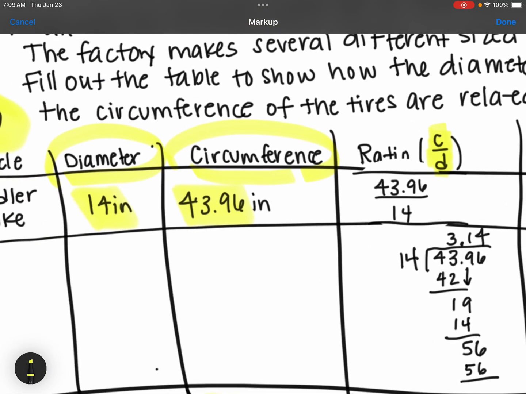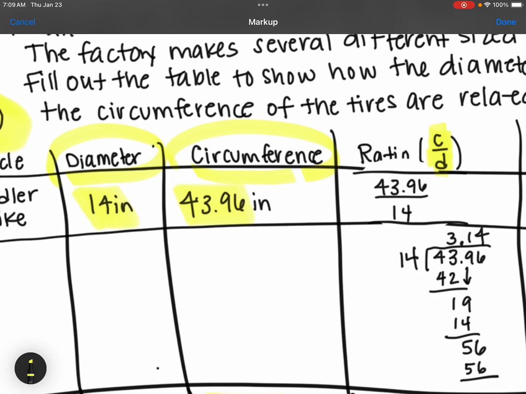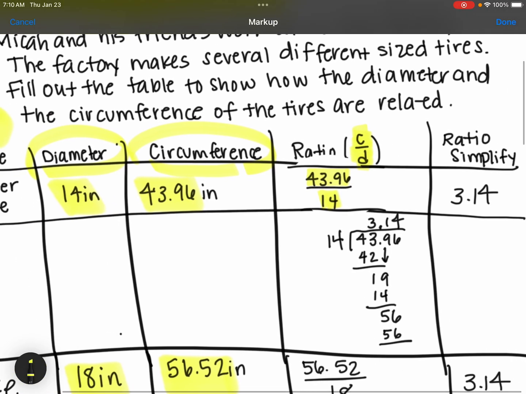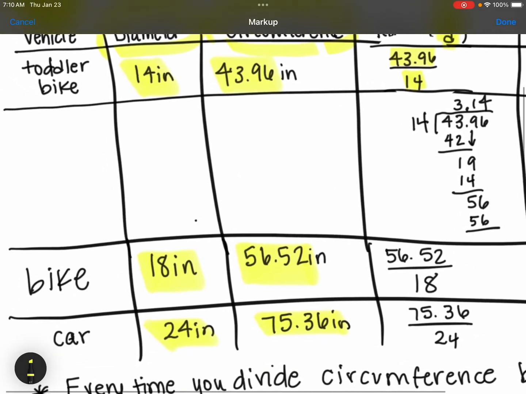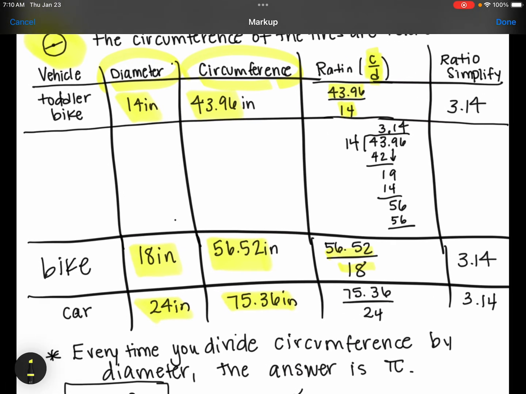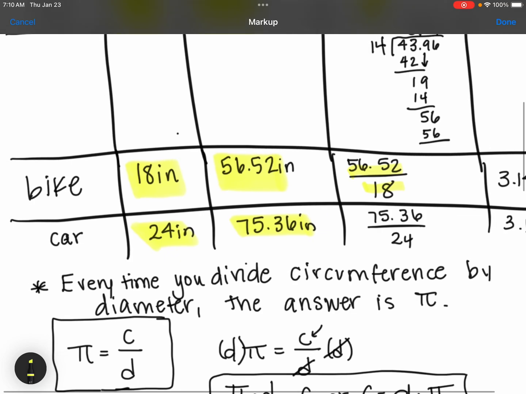So here we went ahead and divided the 0.96 by 14. So that's the long division we see down here, and the answer was 3.14. Then for the bike, we divided the circumference 56.52 by 18, and the answer was 3.14, and the same thing for the car.